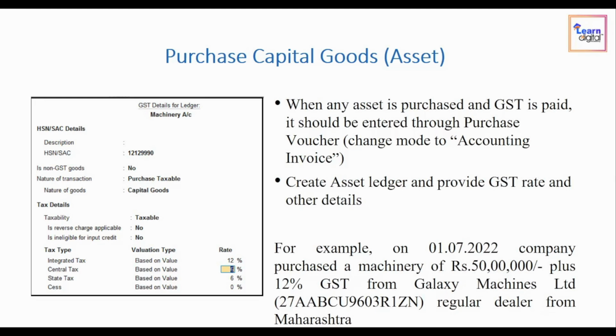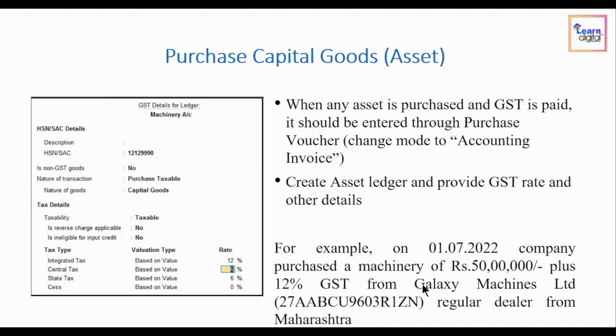Now we will enter this transaction, and for this we need to create the machinery ledger. While creating the machinery ledger as a fixed asset, we have to provide GST details, and here are the GST details for that particular ledger. The HSN code of the machinery, it is purchase taxable, and the rate of GST is 12%. So let's start creating the ledgers.